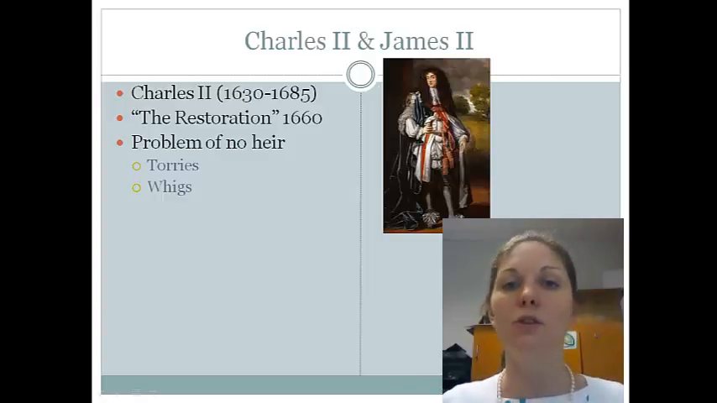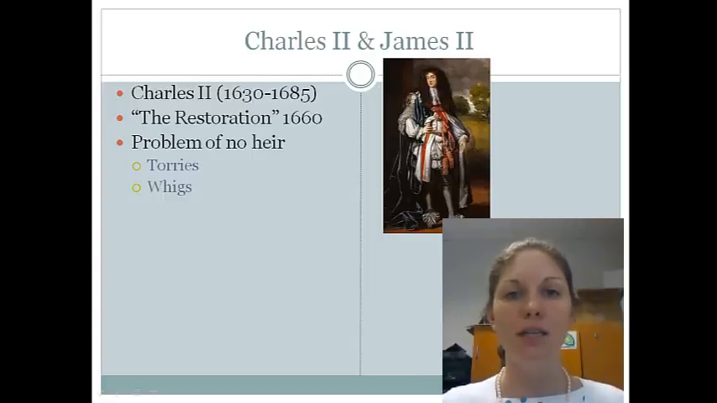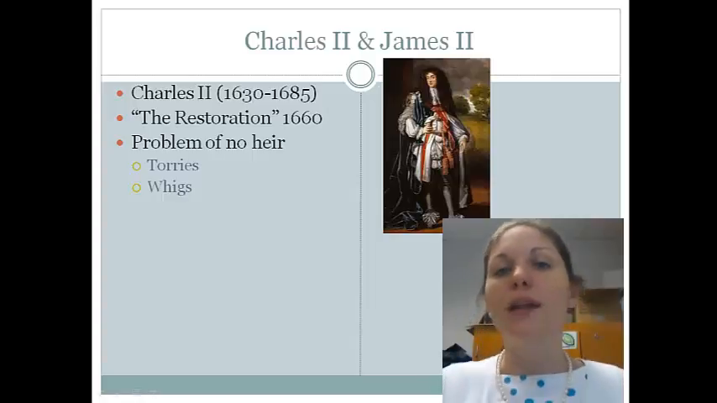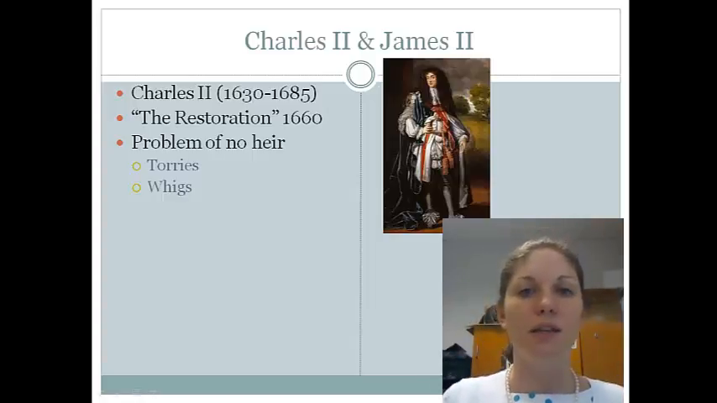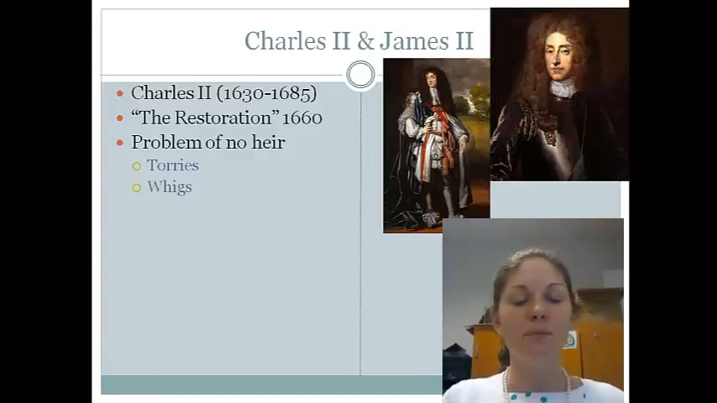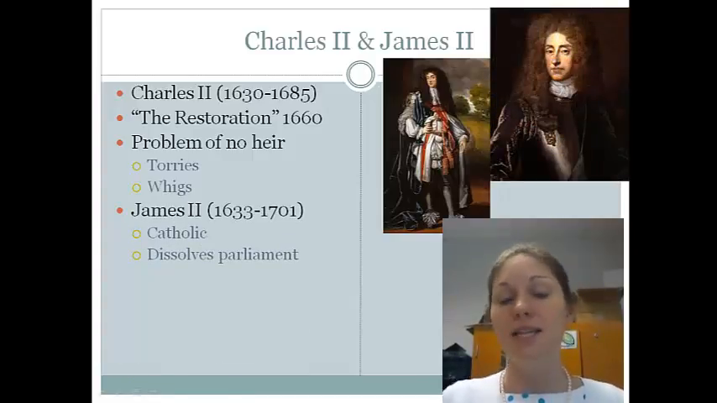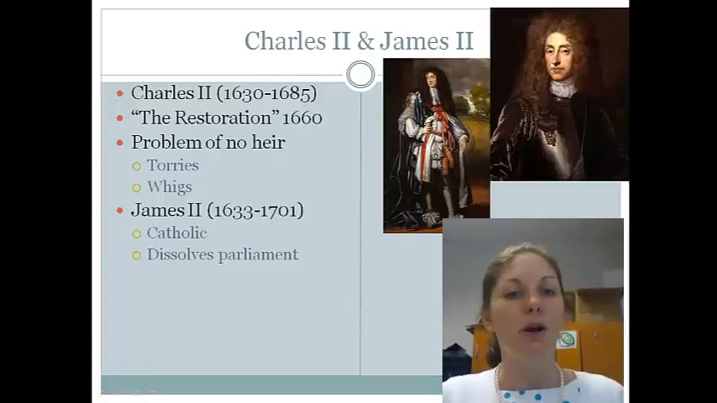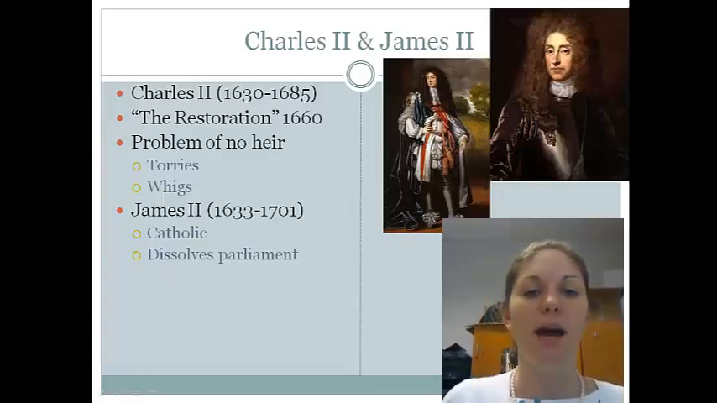Tories and Whigs are super important in England because they are the beginnings of political parties in England. This is the first lights of democracy developing in England with the Tories and the Whigs, who developed into political parties. They were the predecessors to political parties in England. So James II takes the throne when Charles II passes away. So despite the debates in Parliament, James II does take power.